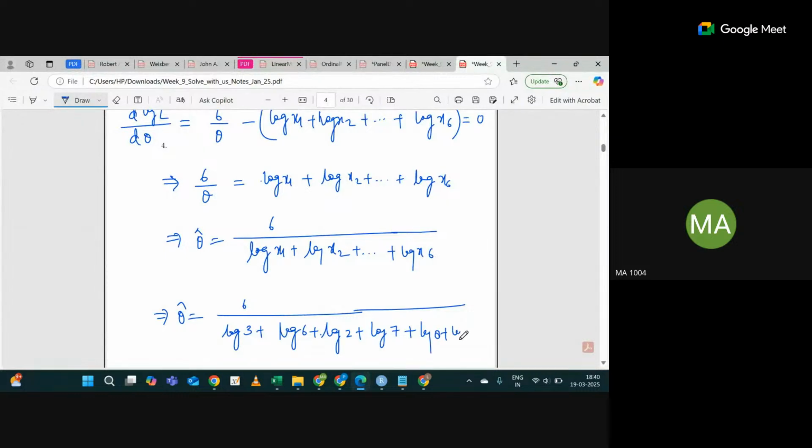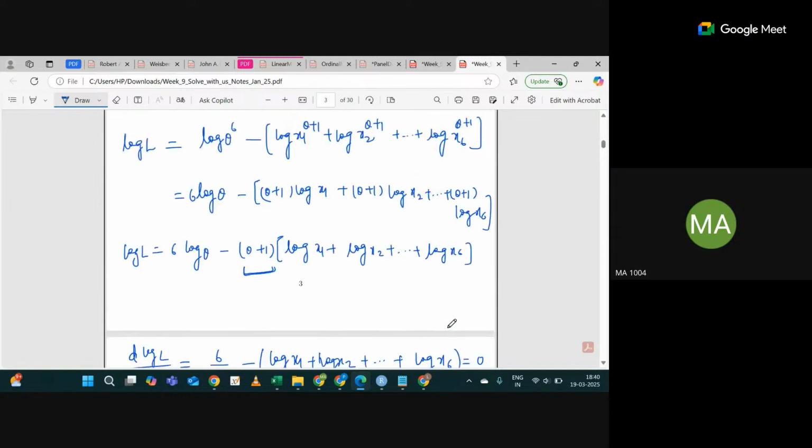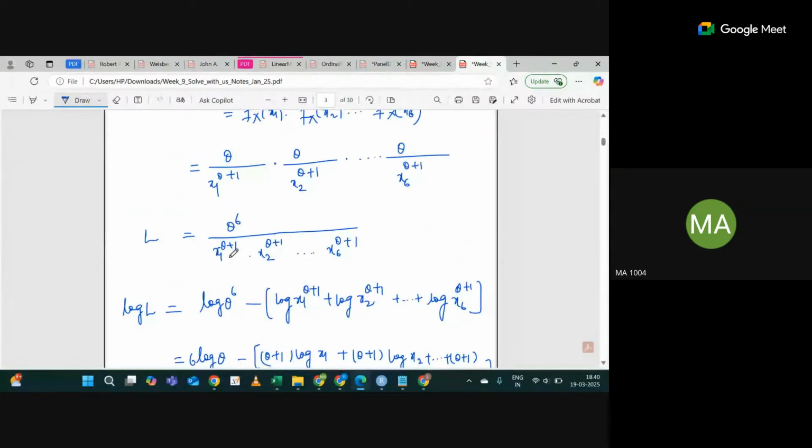I did it stepwise so that it should be clear to you. You can do it here also, but how will you write? First of all, we can take theta L equal to theta by 6. I did the same thing in a single step. So here I can directly write product of i equal to 1 to n of xi raised to the power theta plus 1.